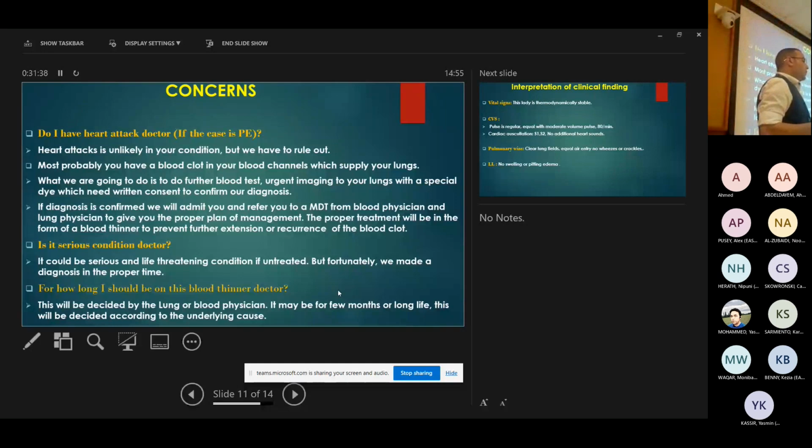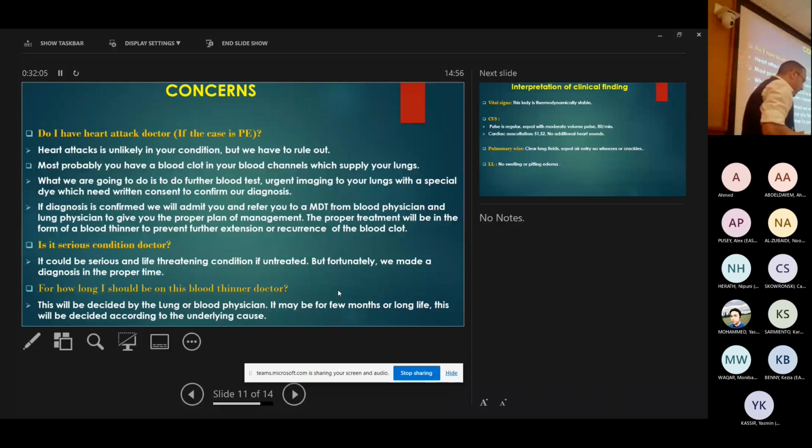I don't prefer that for yourself, because in the exam you are an SHO, so you cannot decide for how long. The decision is for a senior doctor, right? So you can reply openly that the duration of the blood thinner will be decided by a senior doctor according to the underlying cause of your blood clot. It could be for a few months, it could be forever.